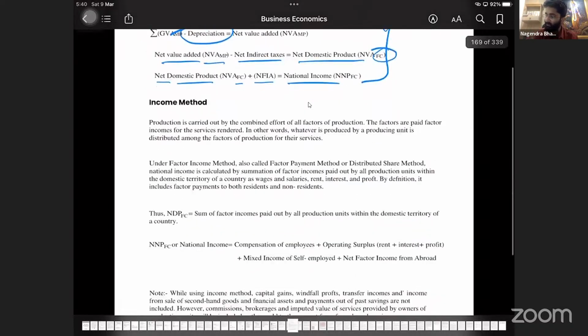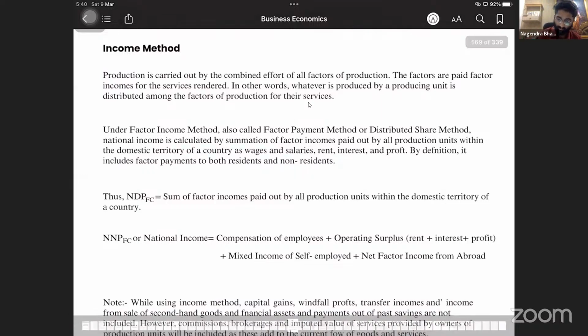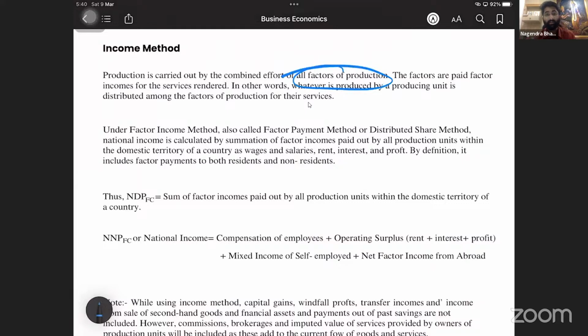Now, in this class onwards, we are going to discuss the income method. Sir, how to go for the income method? See, production is carried out by the combined effort of all the factors of production. The factors are paid factor income from the services rendered by each of them. So everyone is getting paid.